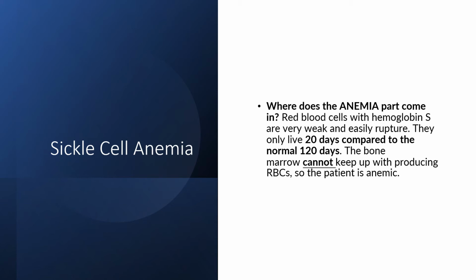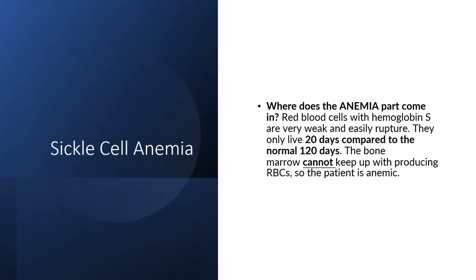Where does the anemia part come from, though? What does that mean? We know where the pain comes from. Where does the anemia, the low red blood cells, come from? Red blood cells with hemoglobin S are very weak and easily ruptured. So the person who has sickle cell, when they produce their hemoglobin, it's going to be weak and easily ruptured trying to go through those vessels.